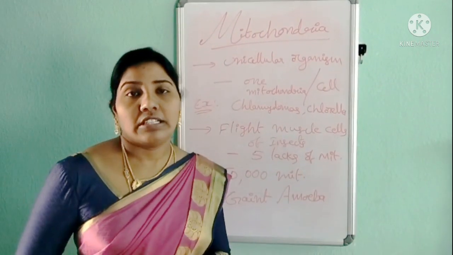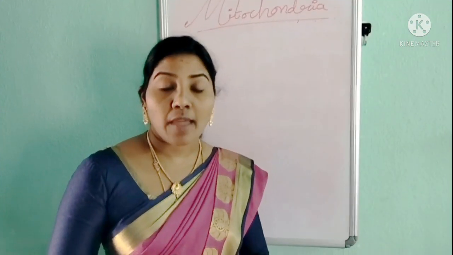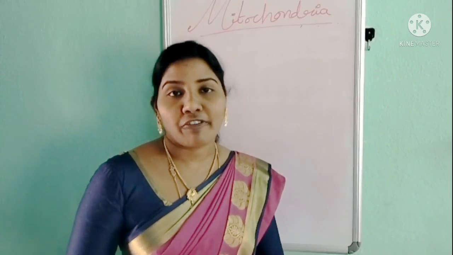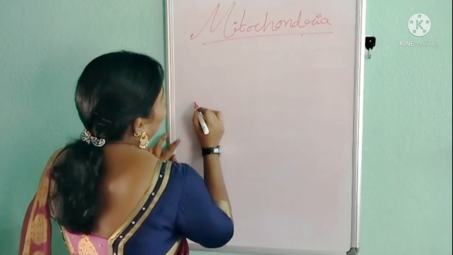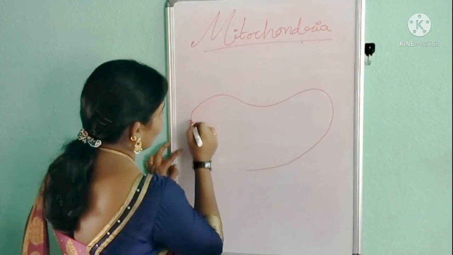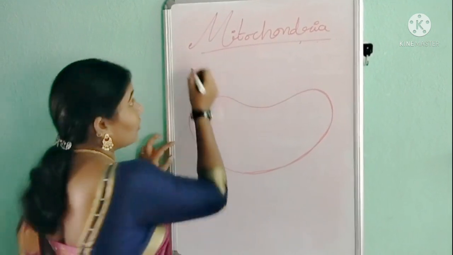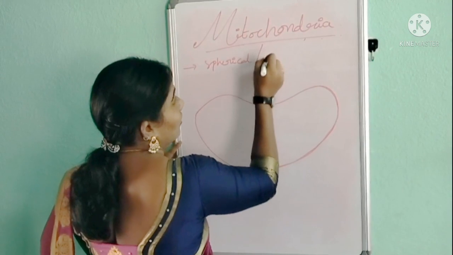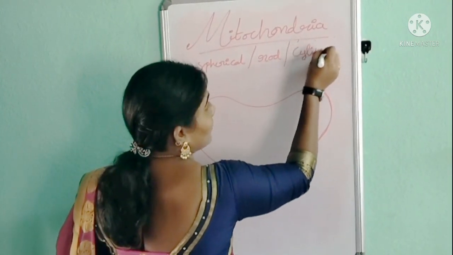The number of mitochondria varies from cell to cell. Students, now I am going to tell the parts of mitochondria with the help of a drawing. So come on. When we see the mitochondria under a microscope, they appear as spherical or rod-like structures, or cylindrical organelles.